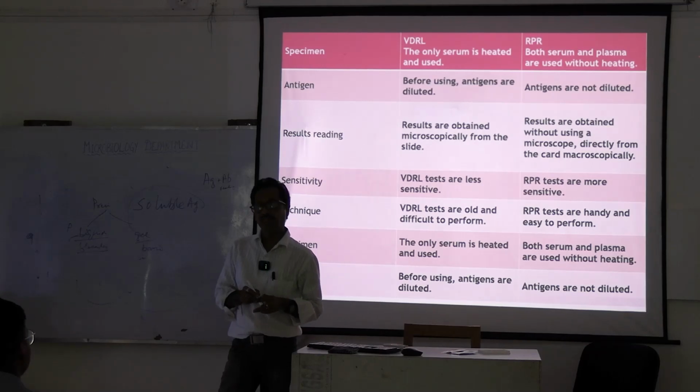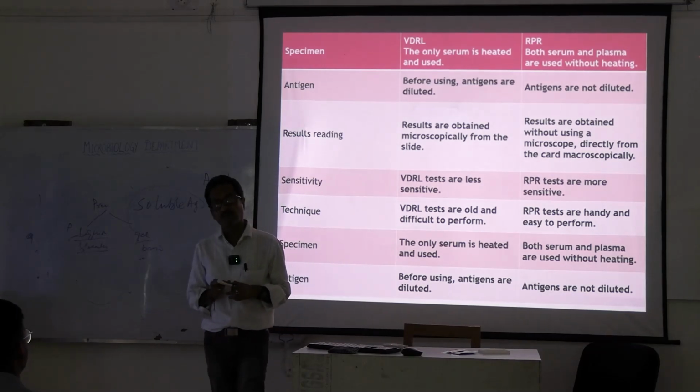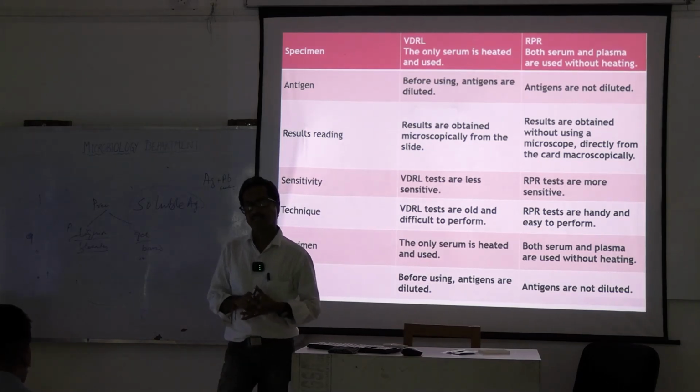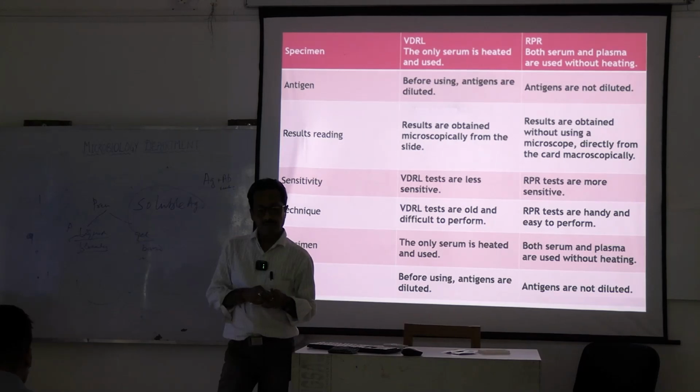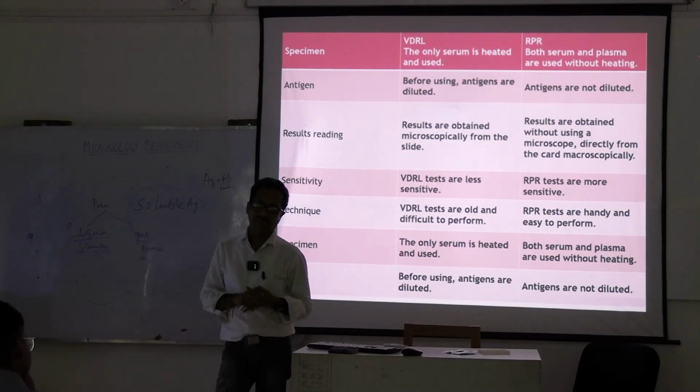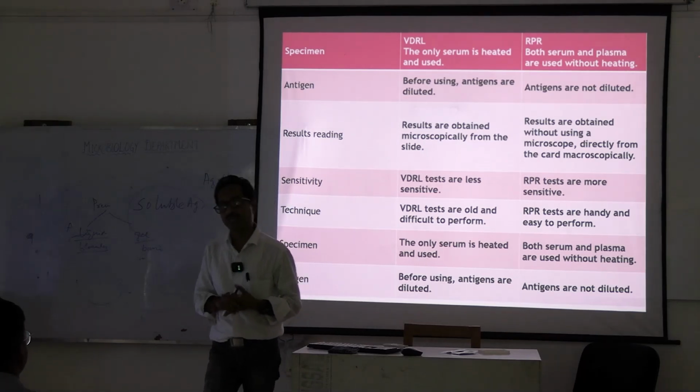How do we have to see it in reading? What is the way of reading in VDRL and RPR? RPR you can see with your eye, but for VDRL you have to use a microscope at 10x magnification to see the floccules of the VDRL test. Without a microscope, it will not be a point of care test. So you need to have a microscope to read the VDRL.